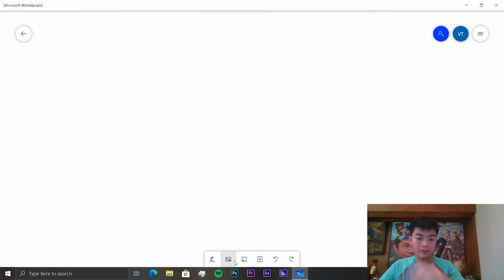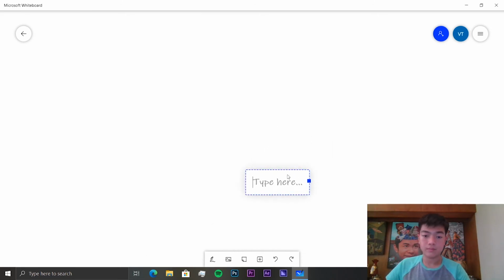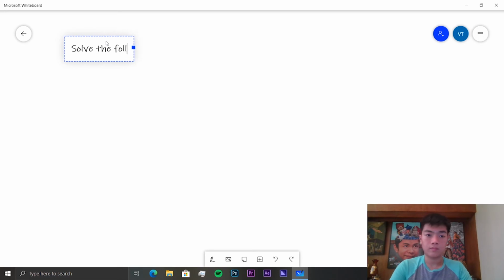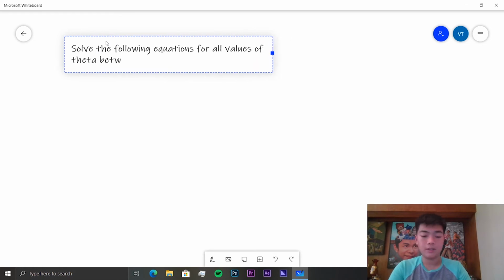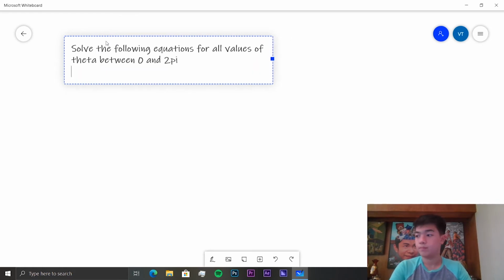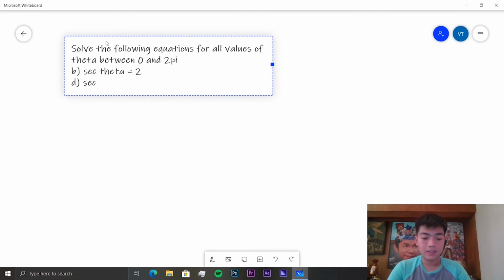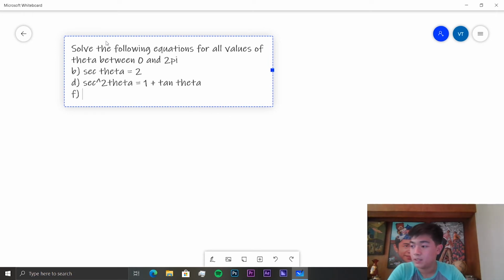Next, we need to solve the following equations for all values of theta between 0 and 2 pi. The first one is secant theta is equal to 2. The second one is secant squared theta is equal to 1 plus tan theta. And the final one is 2 cotangent theta cosine theta plus 8 is equal to 7 cosecant theta.